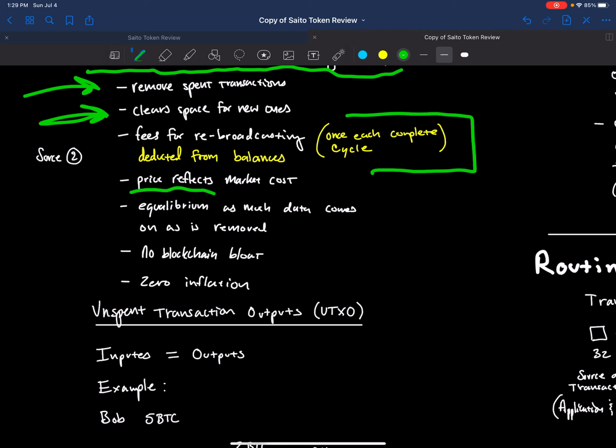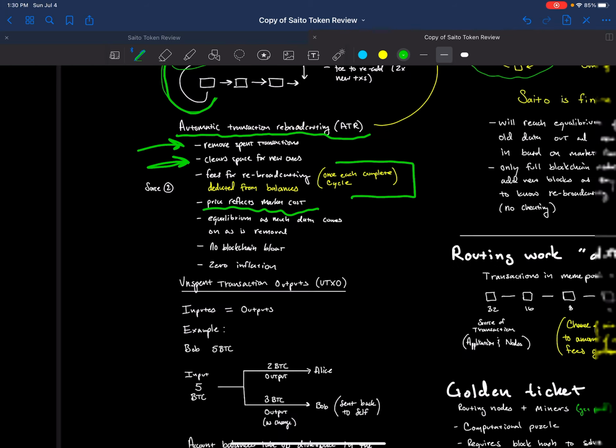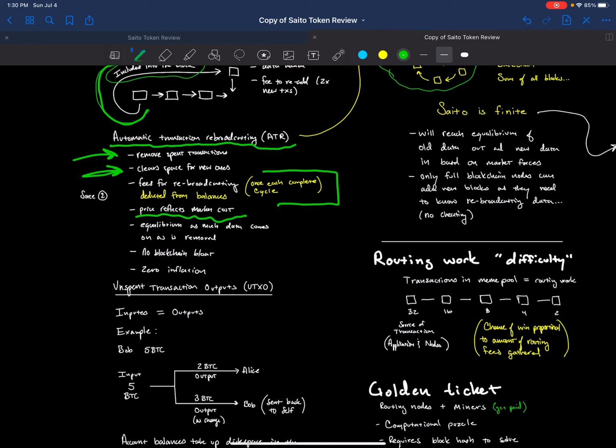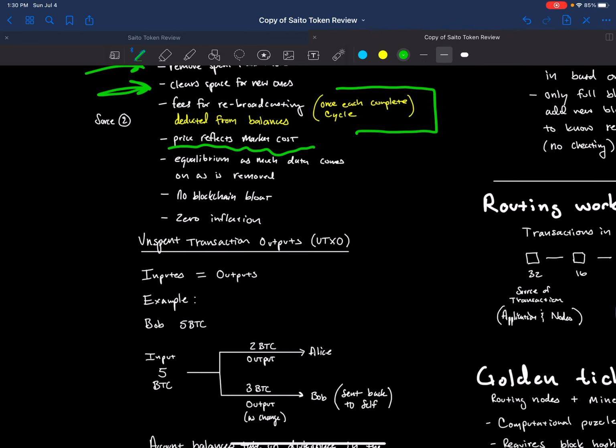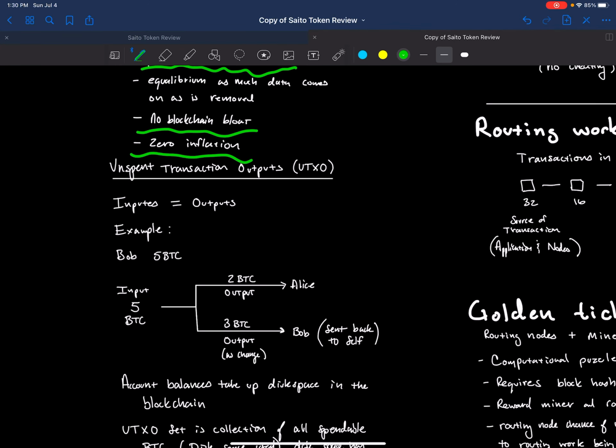So price reflects market costs, okay? And so at equilibrium, as much data comes in as is removed. It will reach some equilibrium based on market factors, so that there will be some persistent size of the blockchain. There will be no blockchain bloat, and it will have zero inflation. The blockchain will remain some constant amount of tokens.